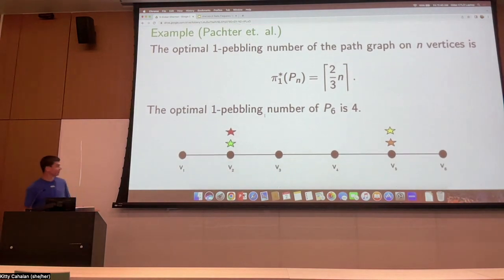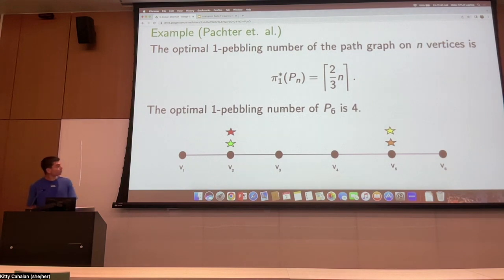This path is length 6, and the optimal number is 4. You can see how it would work by placing 2 pebbles on the second vertex and 2 pebbles on the 5th vertex, and they each can pass a pebble to the neighbor. So each vertex on this path could get one pebble at one time. And we know it's the optimal number because there's no way to do it in 3 pebbles. You have to use 4 pebbles.